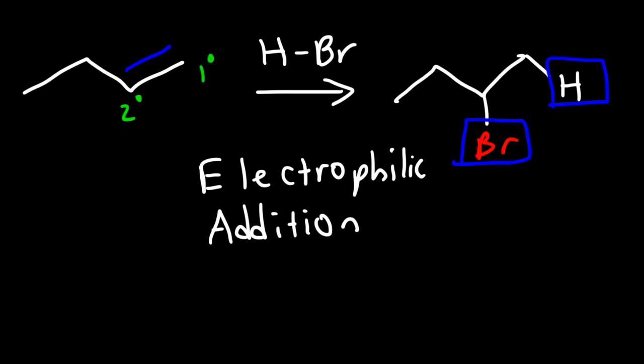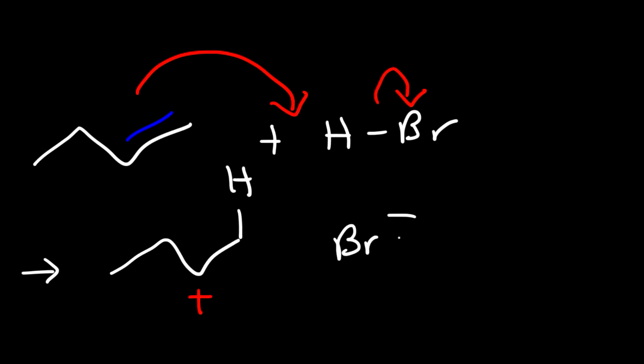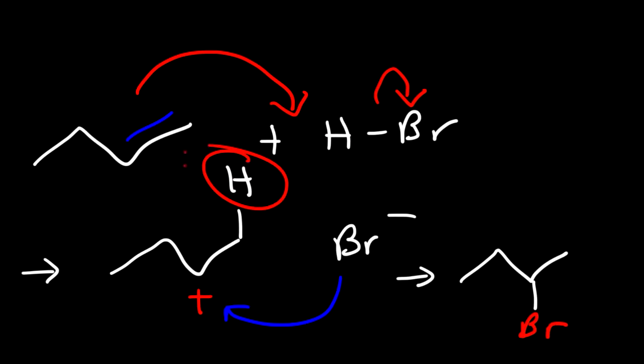Now let's talk about the mechanism for this reaction. So the first thing that's going to happen is the nucleophile, which is the alkene, is going to acquire the hydrogen atom, expelling the bromide ion. And so this will give us a secondary carbocation intermediate because we've added the hydrogen to the primary carbon. And then in the last step, the bromide ion will combine with the carbocation. And so the product for this reaction will be 2-bromobutane. And we don't need to show the hydrogen. So that's the mechanism for this reaction.